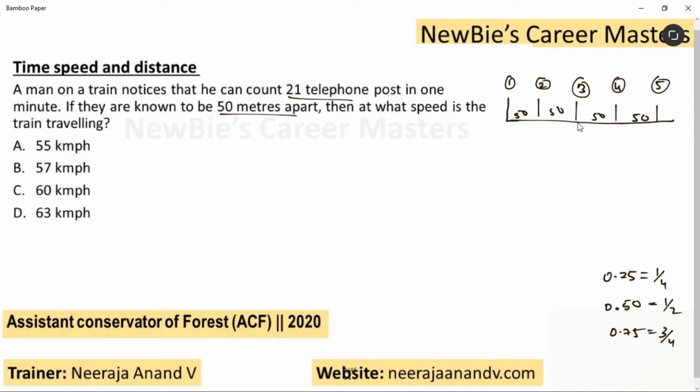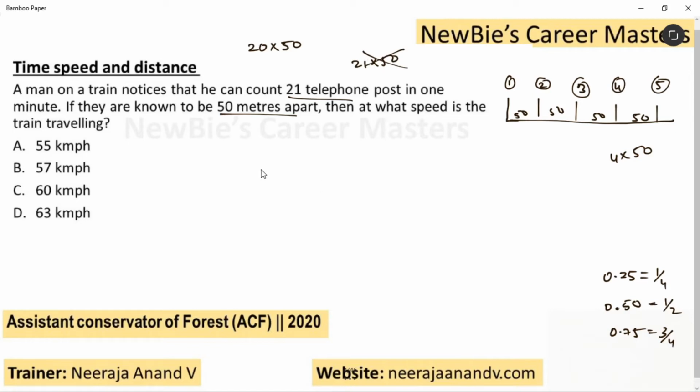Only 4 times of 50. It is 4 times of 50. Am I clear, everyone? Similarly, the distance between first telephone post and the 21st telephone post is 20 times of 50. Am I clear? It is not 21 times of 50. It is just 20 times of 50. Okay? This is where you make mistakes. Other than this, it's normal.